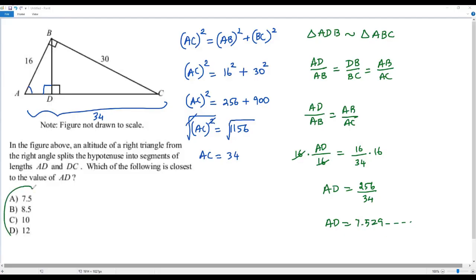Now, when I go over the answer choices, the one which is closest to this value, 7.529, is the value 7.5 in answer choice A. So, among the given answer choices, the value which is closest to the length of AD is 7.5. The correct answer choice for this question is A.